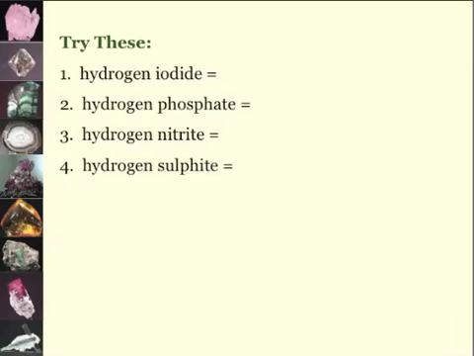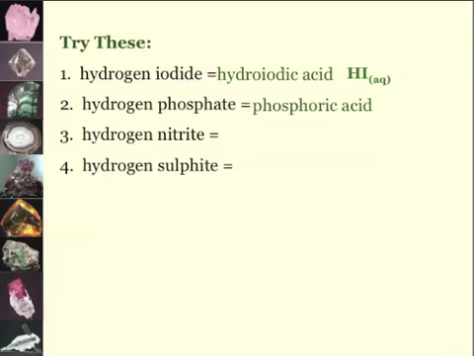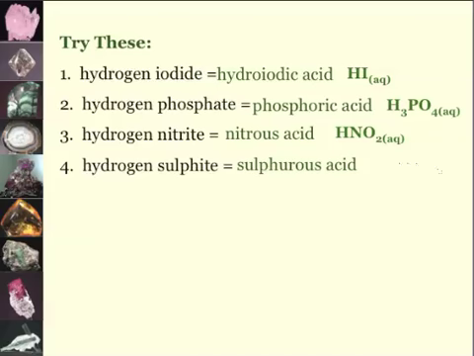So now we're going to try some. Here we've got hydrogen iodide, and that turns into hydroiodic acid, okay? And there's the formula. We've got hydrogen phosphate, which turns into phosphoric acid. Okay? Then from hydrogen nitrite, we're going to have nitrous acid, which is going to be HNO2. Okay? Hydrogen sulfite becomes sulfurous acid, H2SO3.